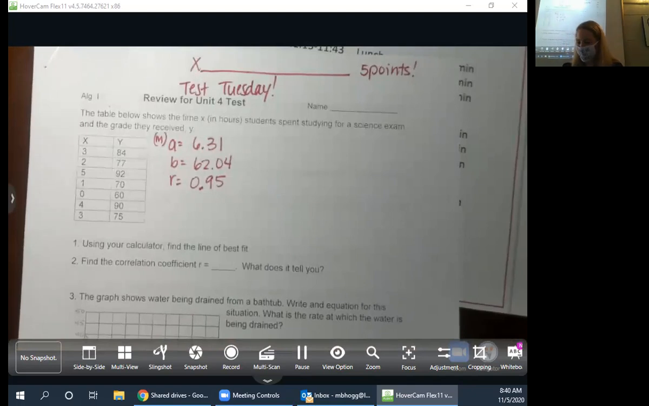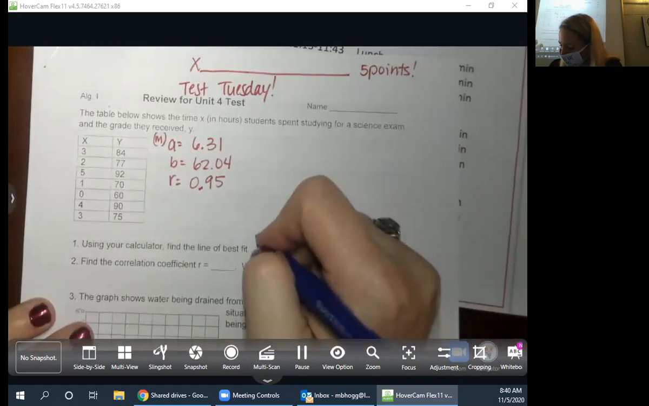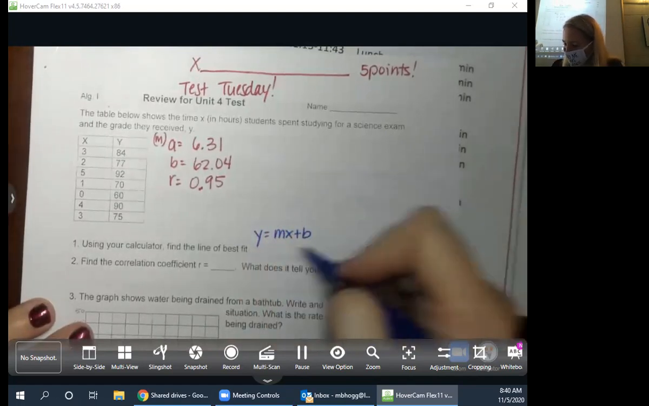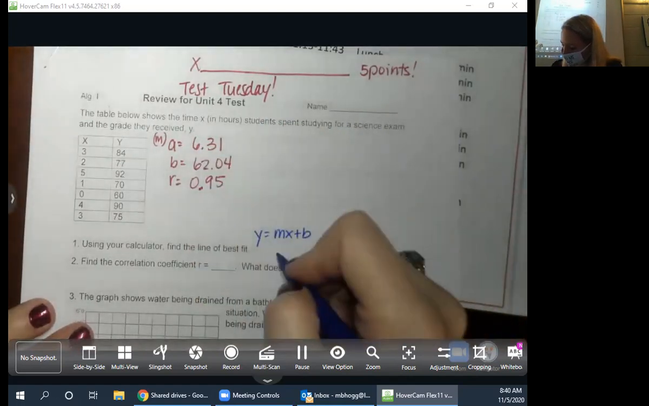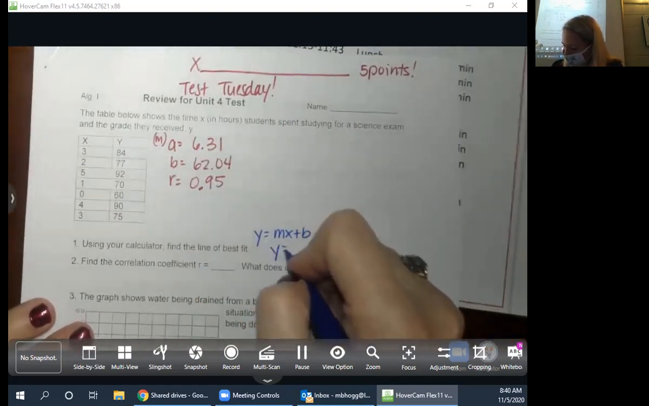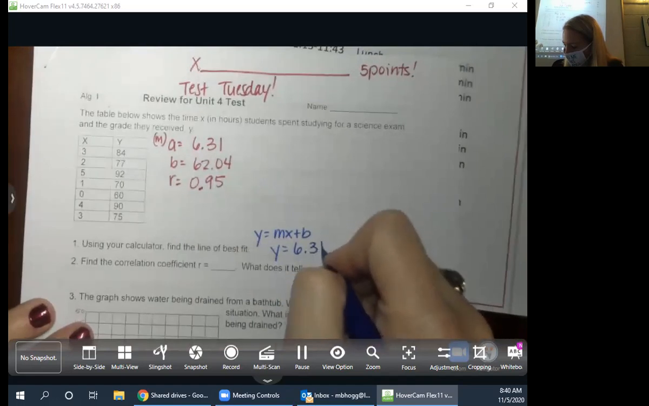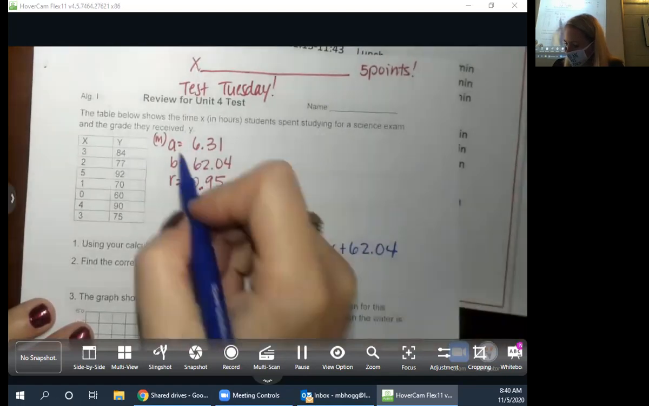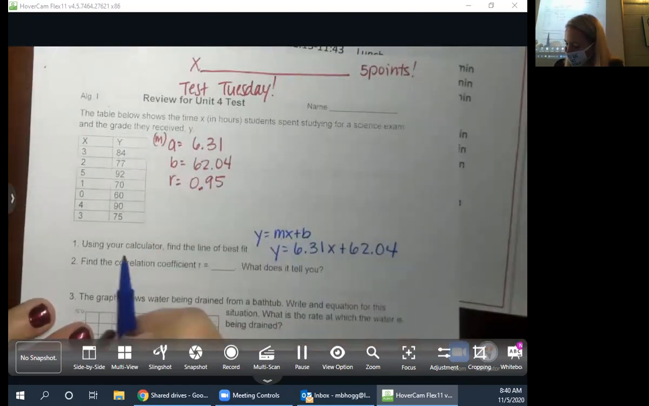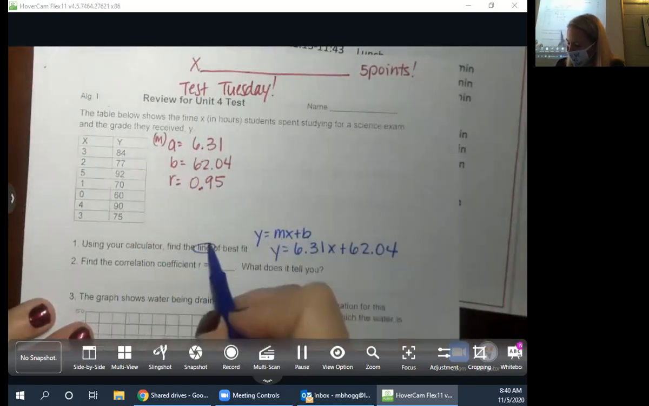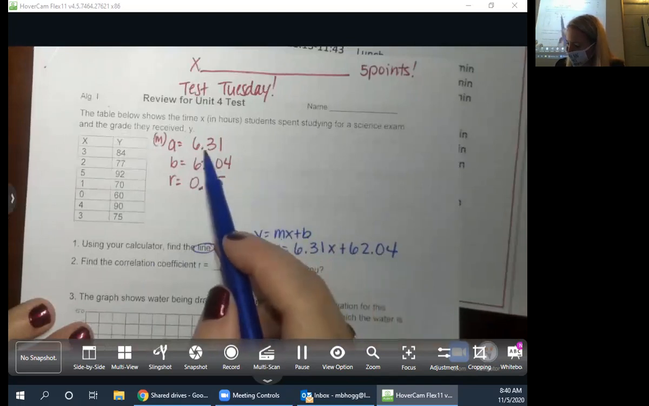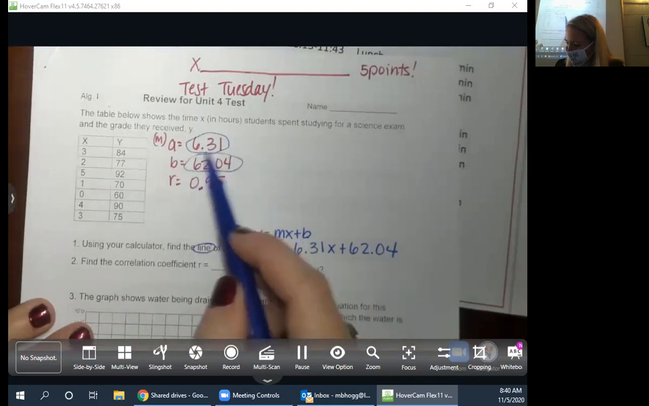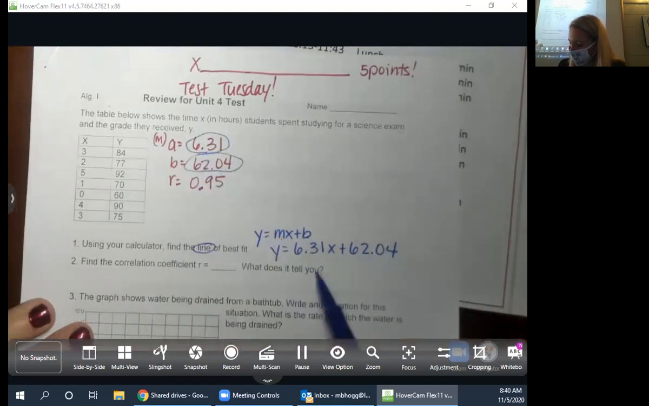Okay, so to find the line of the best fit, we got to put it in y equals mx plus b. What would our equation be for this line? Yes, because y equals mx plus b, that's the line of best fit. It's an equation of a line. This is your m, and this is your b. So that's where we got that from.